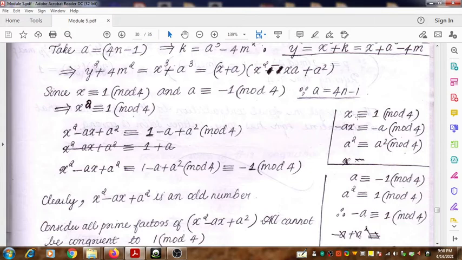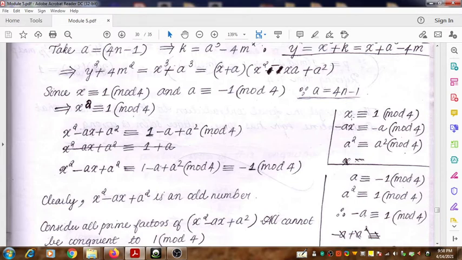Since a is congruent to minus 1 mod 4, that means a is not divisible by 4, so you can multiply both sides of the first congruence, x is congruent to 1 mod 4, by minus a. Then we get that minus ax is congruent to minus a mod 4. And the second one, a square is congruent to a square mod 4, that's also correct.